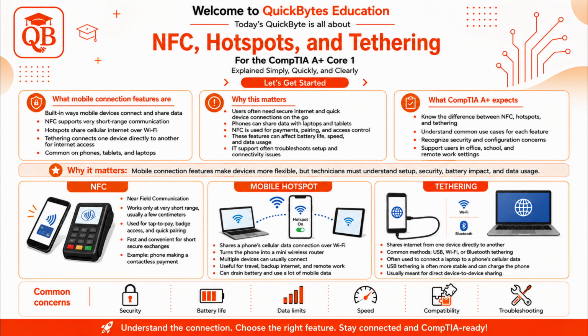Let's start with the big idea. Mobile devices can connect and communicate in different ways. Some connections are used for short-range communication, like NFC. Some are used to share internet access, like mobile hotspots. And some are used to connect one device directly to another for internet sharing, like tethering. These features are useful, but they also come with security, performance, battery, and data usage concerns. For CompTIA A+, don't just memorize the terms. Understand what each feature does and when a user might use it.